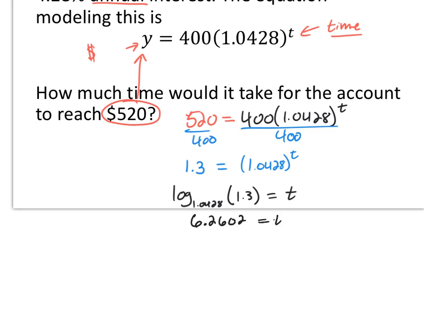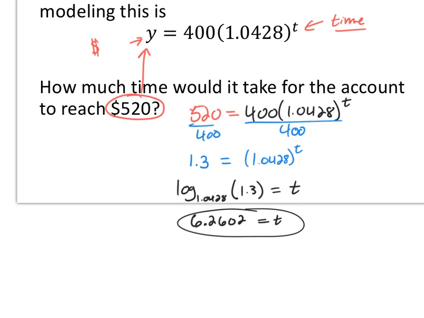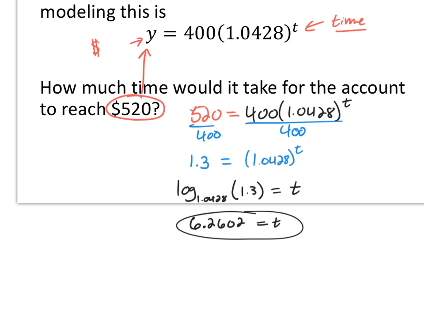6.2602. So that means that if the interest rate was what I said it was at the beginning, 4.28%, and we wanted to get $520, but we originally put in $400, it would take about 6 years and a quarter of a year, so about 3 months. So this is the number of years, and we want to add a label to that: 6.26 years it would take to get $520.